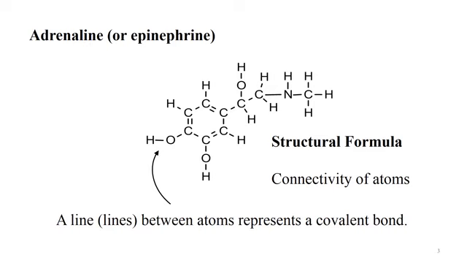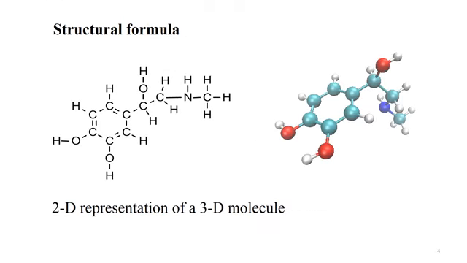Adrenaline or epinephrine is an example of a molecule. A structural formula on the screen shows the connectivity between different atoms. A line between atoms represents a covalent bond. Keep in mind that a molecule is a three-dimensional object, as you see it on the right-hand side of the screen. A structural formula is a two-dimensional representation of a three-dimensional molecule.